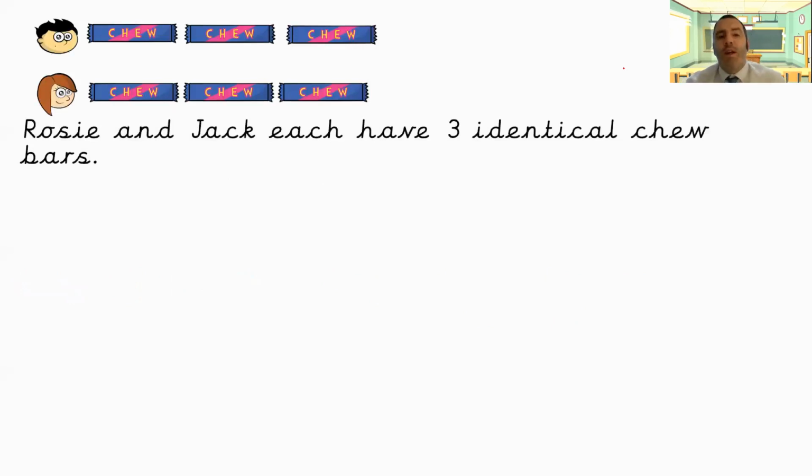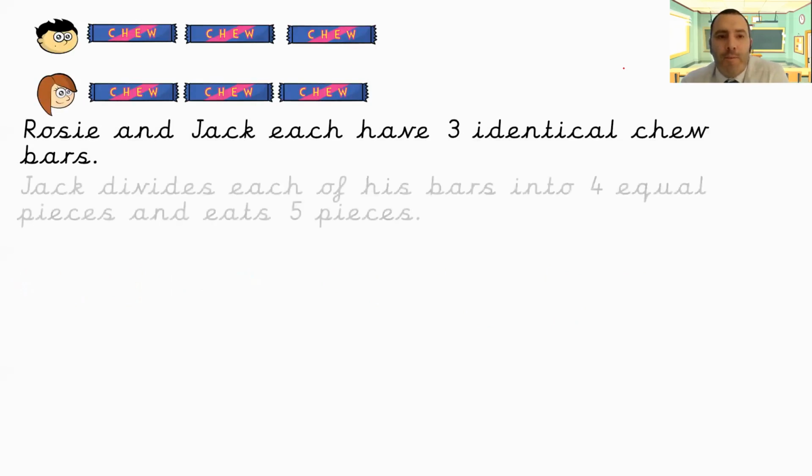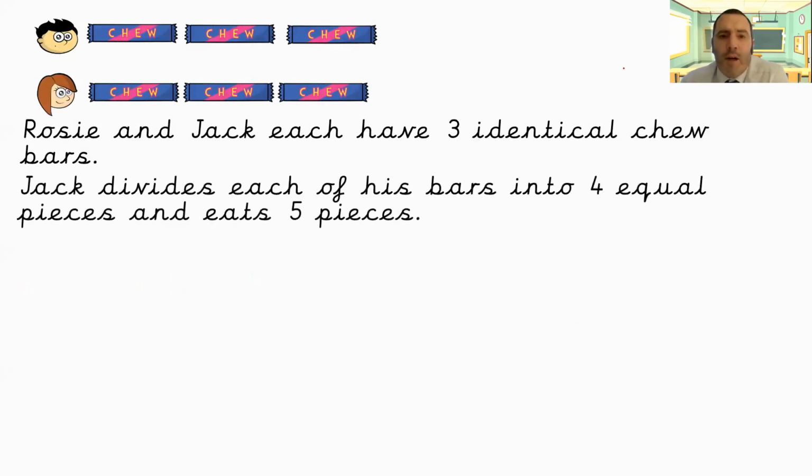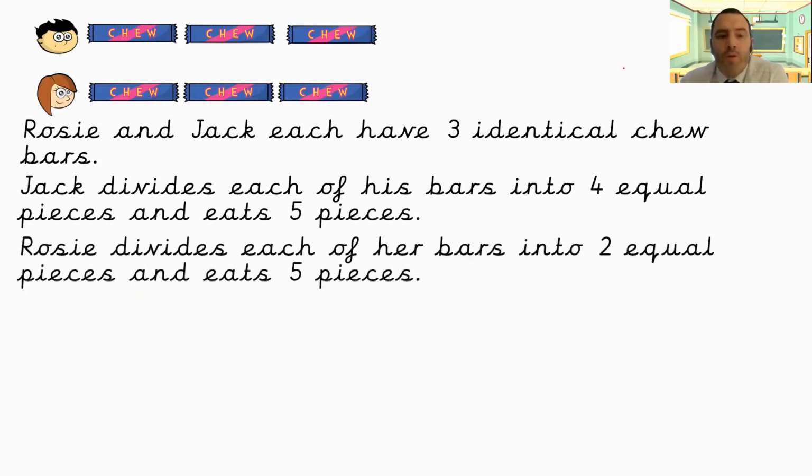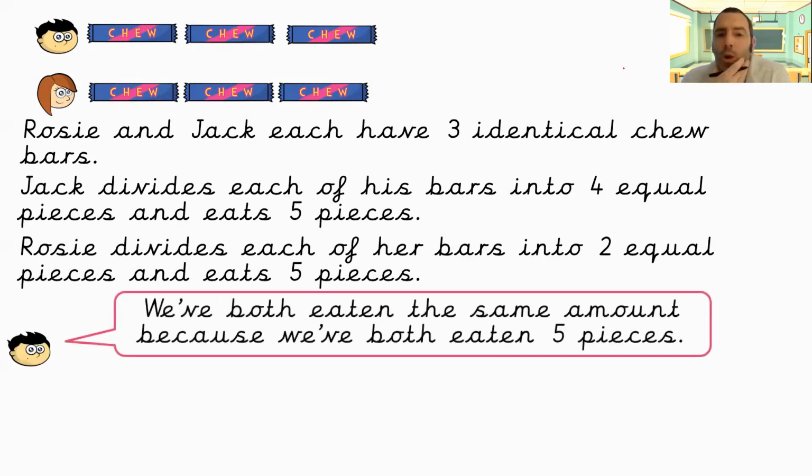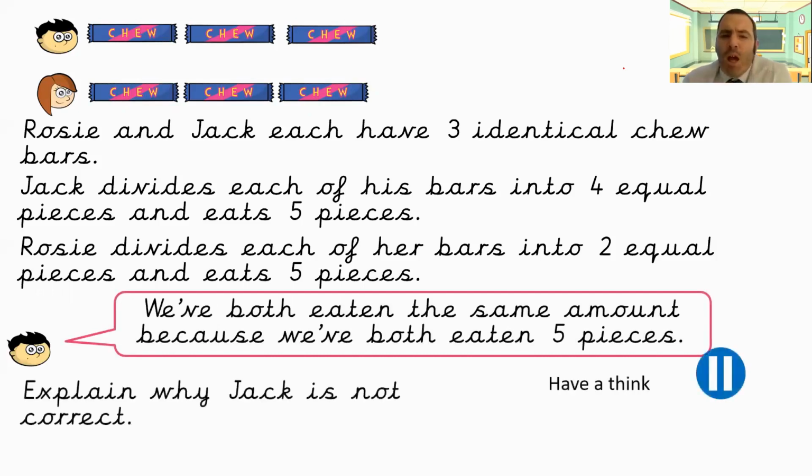So a bit of reasoning for us. Rosie and Jack each have 3 identical bars. Jack divides each of his bars into 4 equal pieces and eats 5 of them. Rosie divides each of her bars into 2 equal pieces and eats 5 pieces. We've both eaten the same amount because we've both eaten 5 pieces. Can you explain to me why Jack is not correct? Pause the video here, read the question carefully, see if you can work out why.